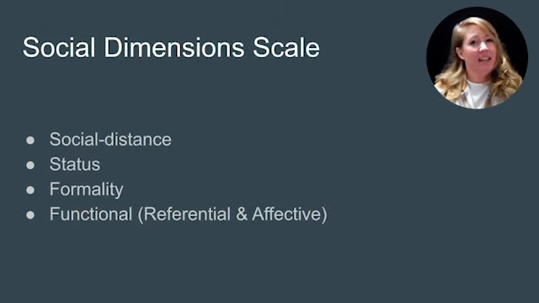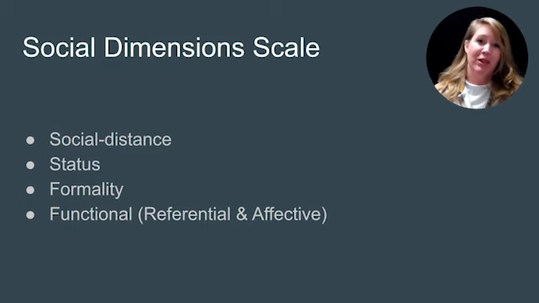And to help us analyze use, we can use Holmes' social dimension scale to differentiate these various social factors. This scale consists of 4 to 5 subscales called social distance, status, formality, and functional. And they provide a useful framework for discussing language and understanding what is affecting the way we communicate. These scales give us a way to compartmentalize the social factors that influence us to change the way we speak and the language variety we use.